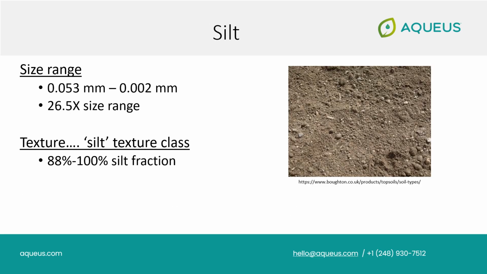Now if we look at silt, silt is a size range as well. There's no mineralogy attached to it or anything. It's a 26.5 times diameter range within that material. But we do have a silt texture class, and basically it's 88% to 100% silt.